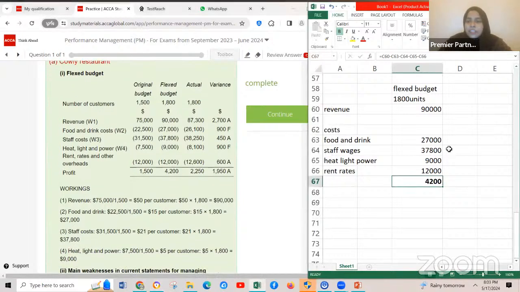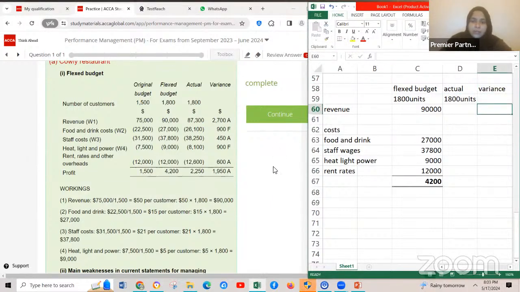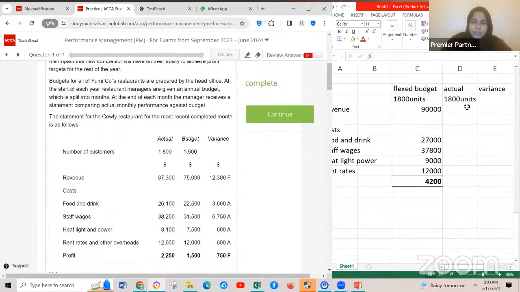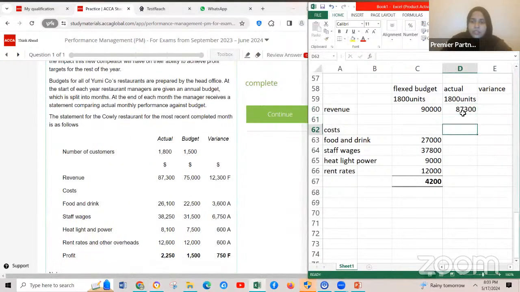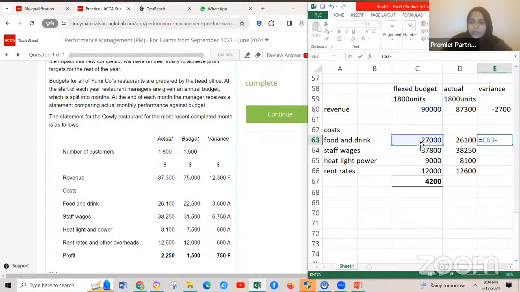So this is your flex budgeted statement. You can now compare this with actual, no? 1,800. And then you can get your variances. So you can compare that to the actual. These two can be compared with each other because it's like with like, same number of units. Now you can check your variances. So here, this minus this. Adverse. Cost, of course, you can take this minus this.